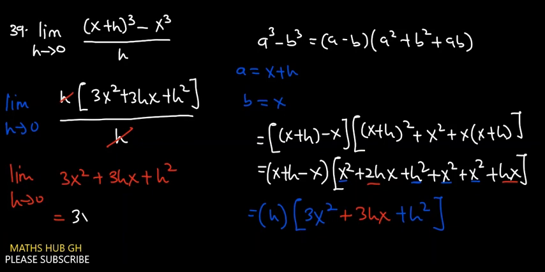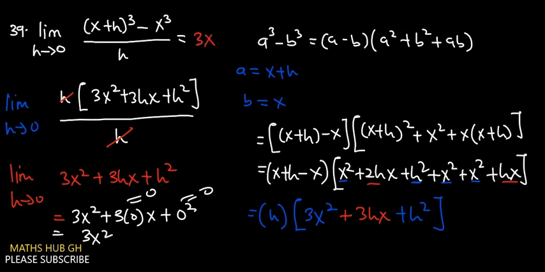So you're going to have 3x squared plus 3 multiplying 0 multiplying x, plus 0 squared. So at the end, this will become 0, this will also become 0, so we are just going to have 3x squared. Our answer will be equal to 3x squared. That's how to go about this question also.